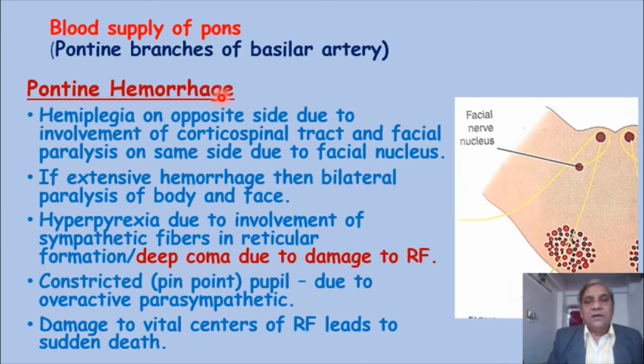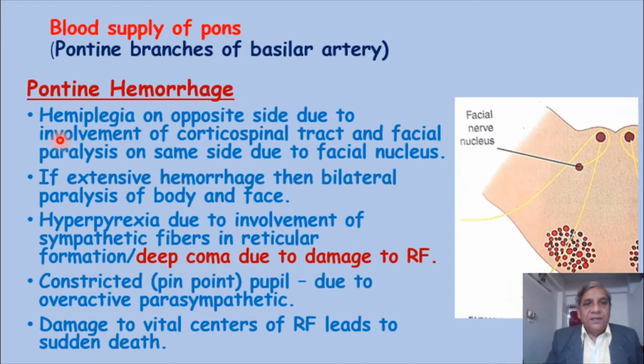Now if there is an occlusion of this artery, a limited area will be affected, but if a hemorrhage takes place in this artery, the blood will diffuse to a widespread area, and there will be a lot of problems. So pontine hemorrhage is always more severe and more serious as compared to blockage of the pontine arteries.